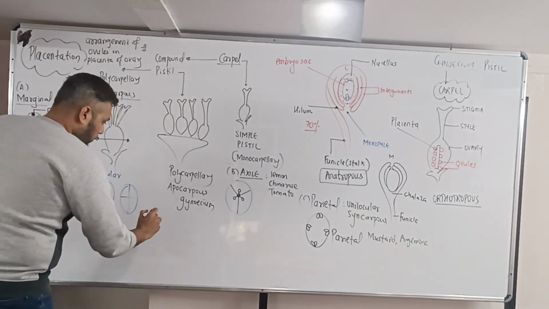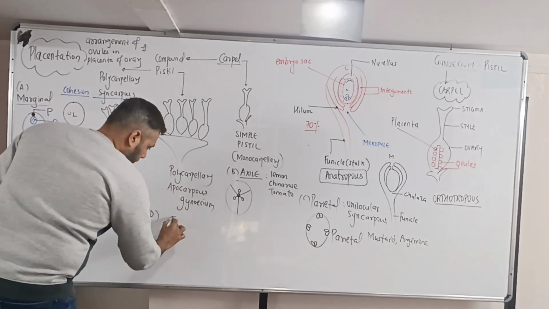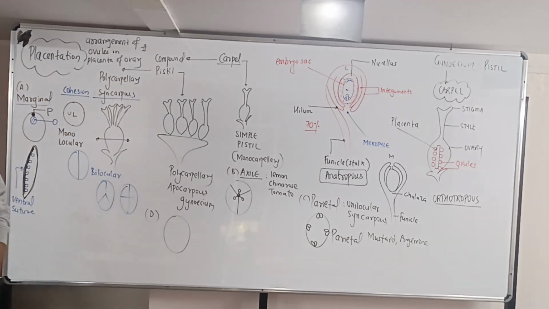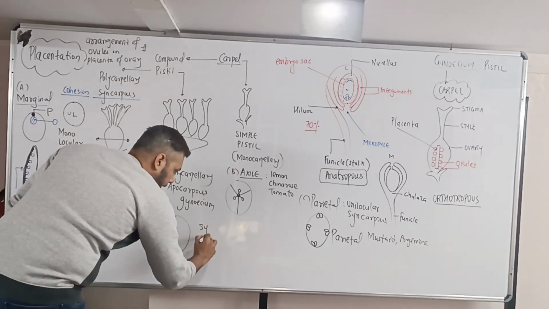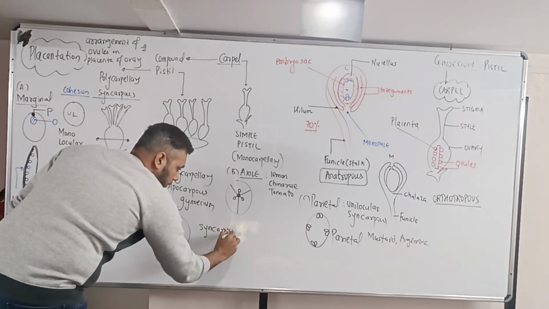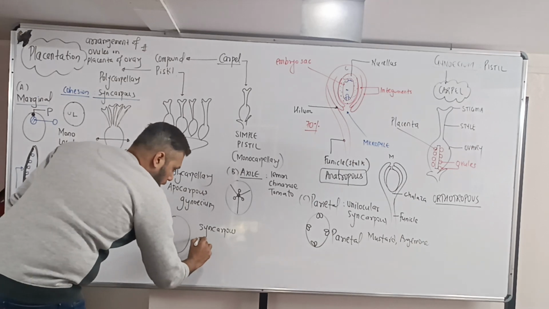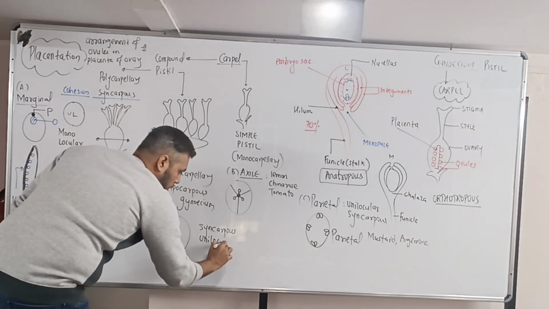The fourth one. Look at the fourth one. What is given over there for the fourth one? Free central. Okay. In free central, one side it is a syncarpous gynoecium, which is unilocular. It is syncarpous, meaning many carpels have fused. It is unilocular, meaning monolocular.